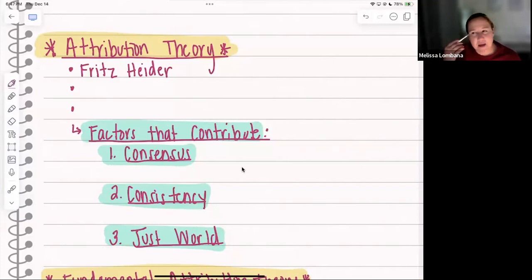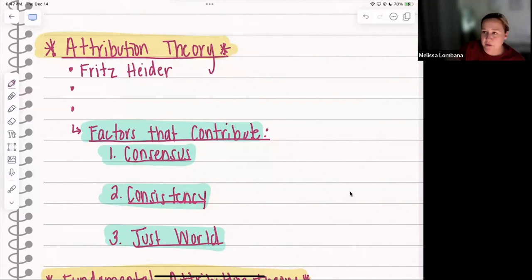So just keep that in mind when the consensus is high or low. Okay, then the next one is consistency. So if the behavior happens often, we tend to attribute it to internal factors. If we see that the behavior is consistent, we're going to think it's an internal factor.